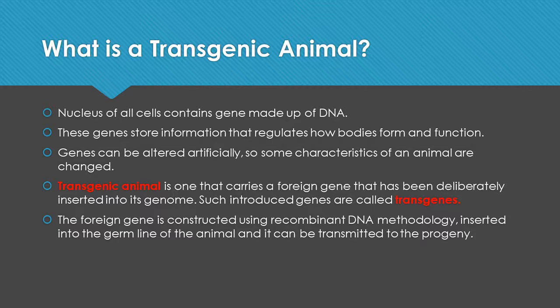A transgenic animal is one that carries a foreign gene that has been deliberately inserted into its genome. Such introduced genes are called transgenes. The foreign gene is constructed using recombinant DNA methodology, inserted into the germline of the animal, and it can be transmitted to the progeny through mating.